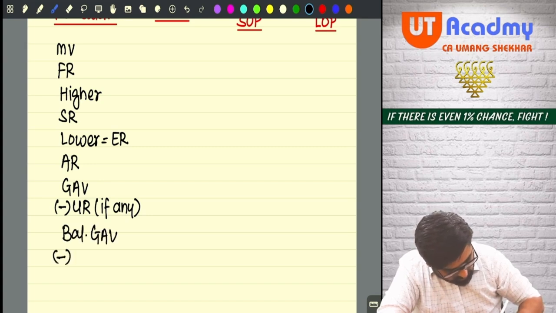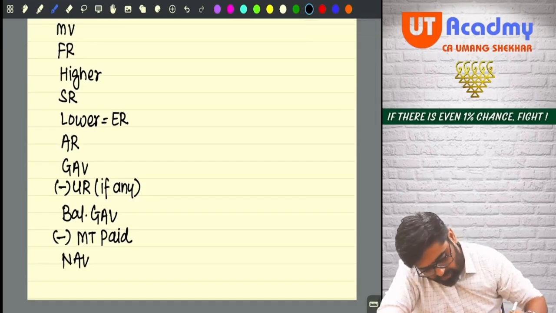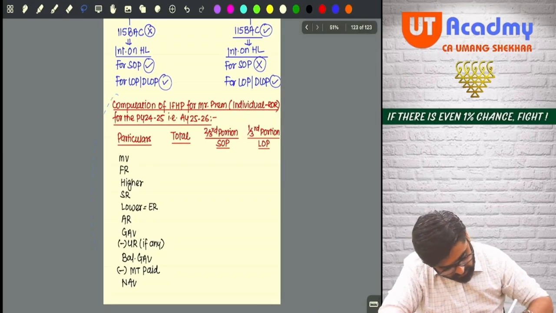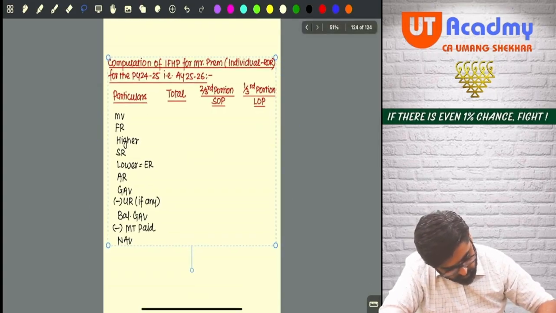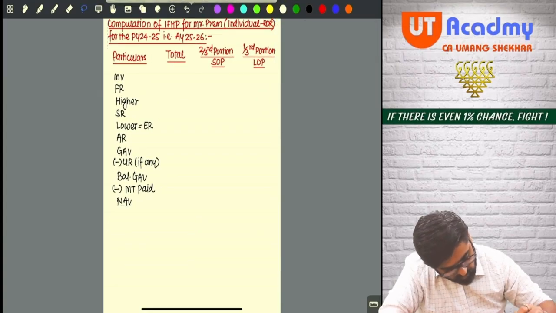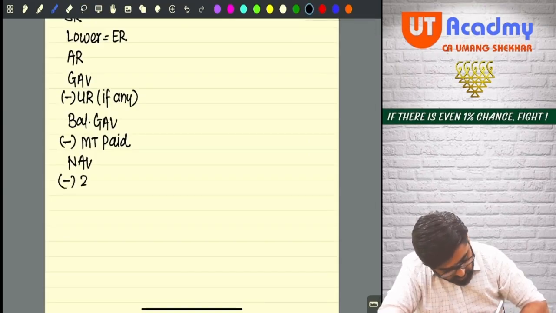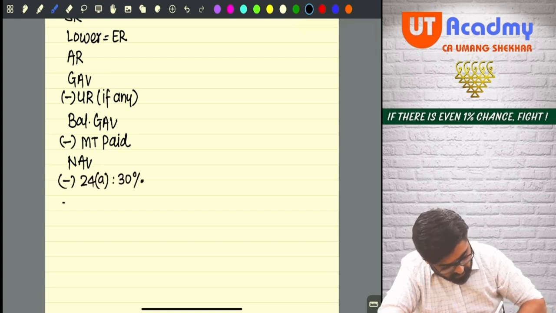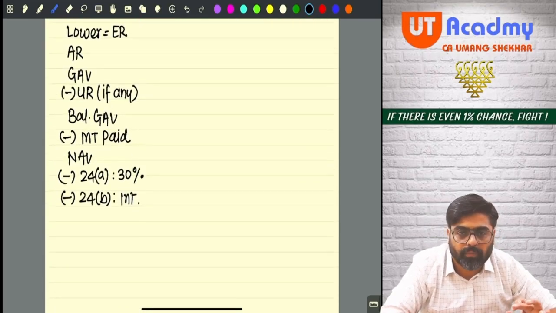Now out of this you will take deduction for municipal taxes paid. Then what will you get? NAV. Okay. Now out of this NAV, what will you reduce? Come on, tell me. Out of this NAV, what will you reduce? Two deductions. 24 clause A: standard deduction at the rate of 30% of NAV. Then you will reduce 24 clause B: interest on housing loan. Done?